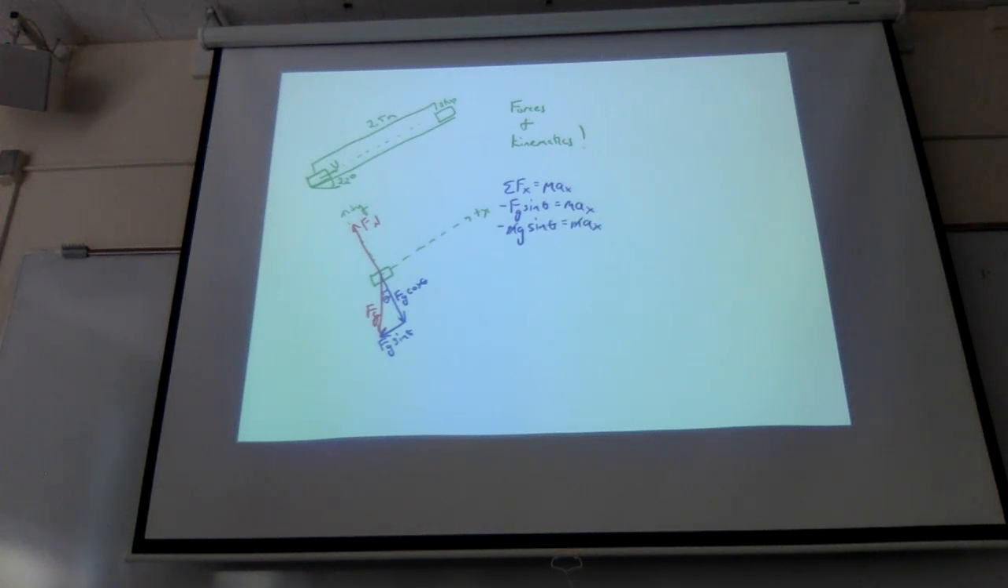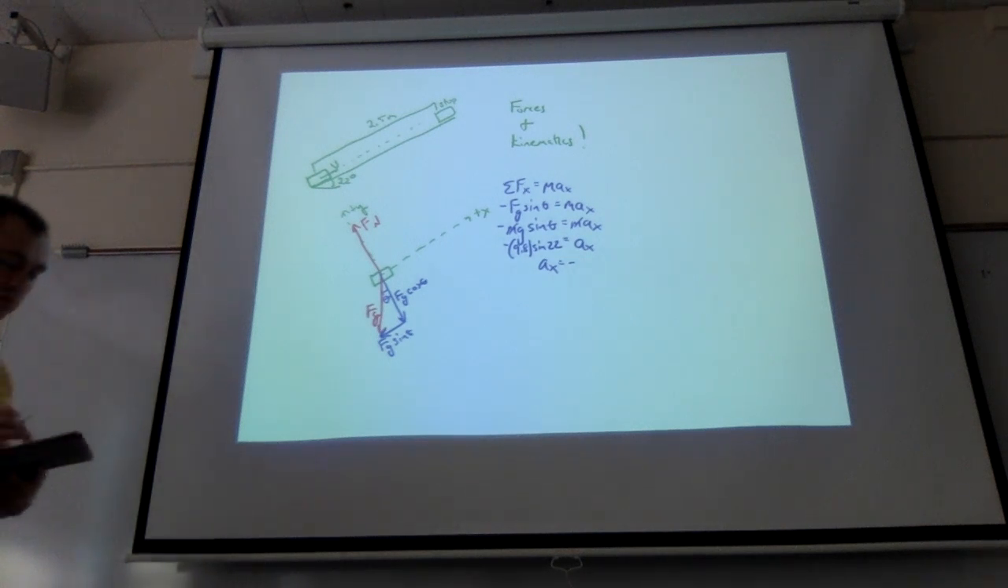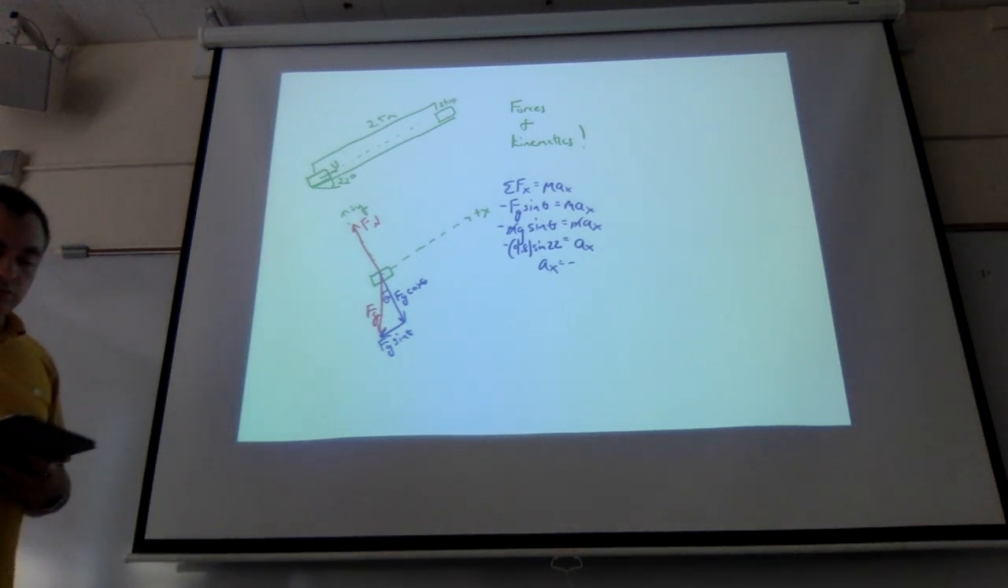The m's cancel. This time I know g and theta, so I can find a. So ax is going to be minus 9.8 sine 22, which is minus what? Some number I have here somewhere. I don't know, 3.7.